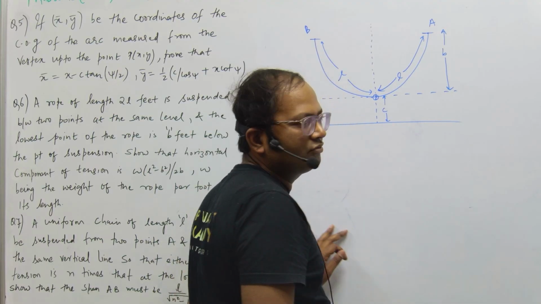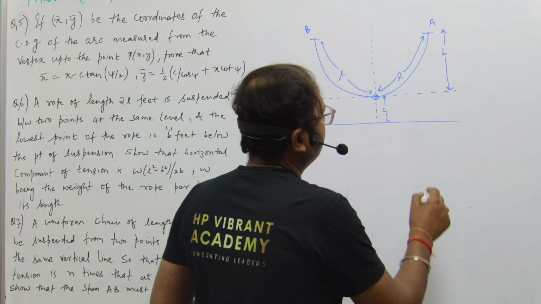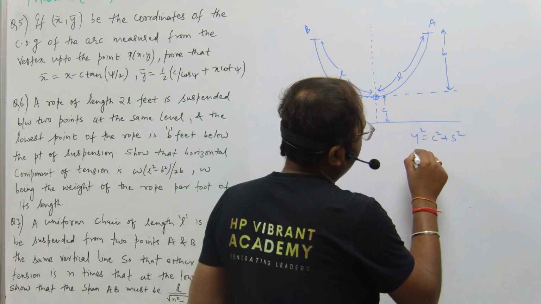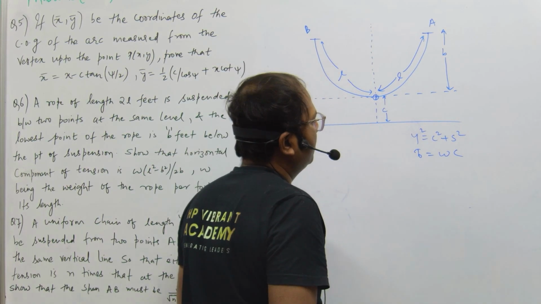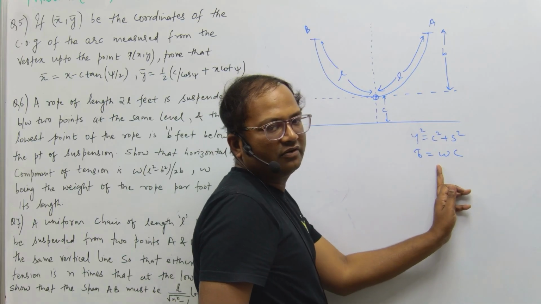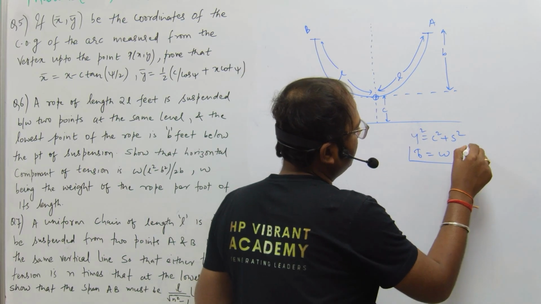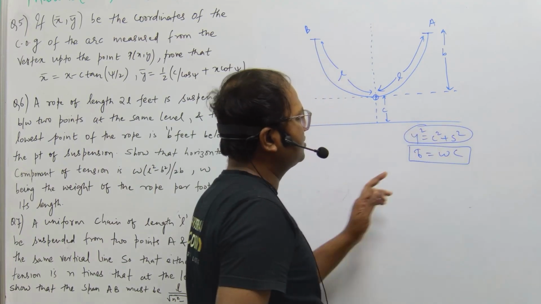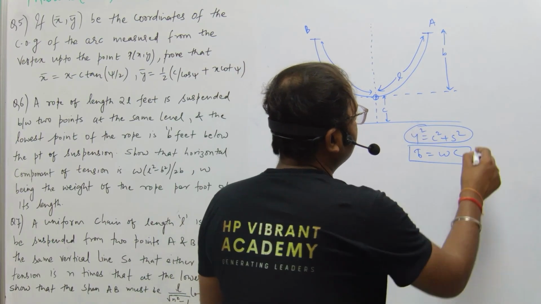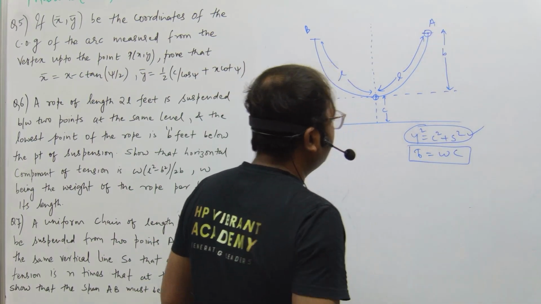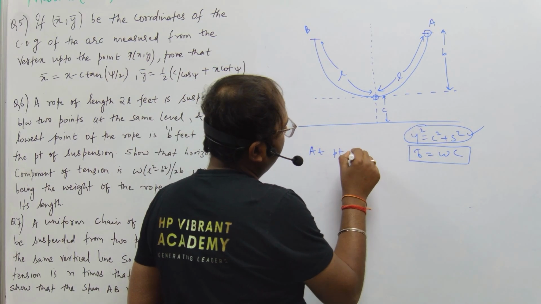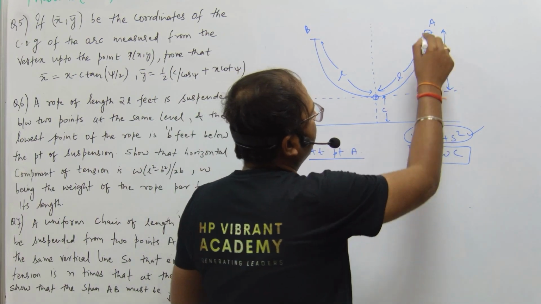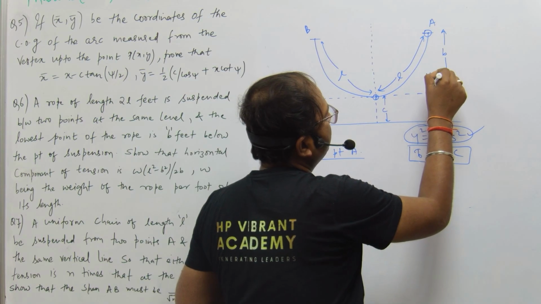So we have to use the formulas here: y squared is equal to c squared plus s squared, and T naught is equal to WC. So the tension at the lowest point is the weight of C length of the string, and this is equal to T naught. We have the y coordinate as y squared equal to c squared plus s squared. Now let us use this formula at point A. Let us take the ordinate as y A for the point A.